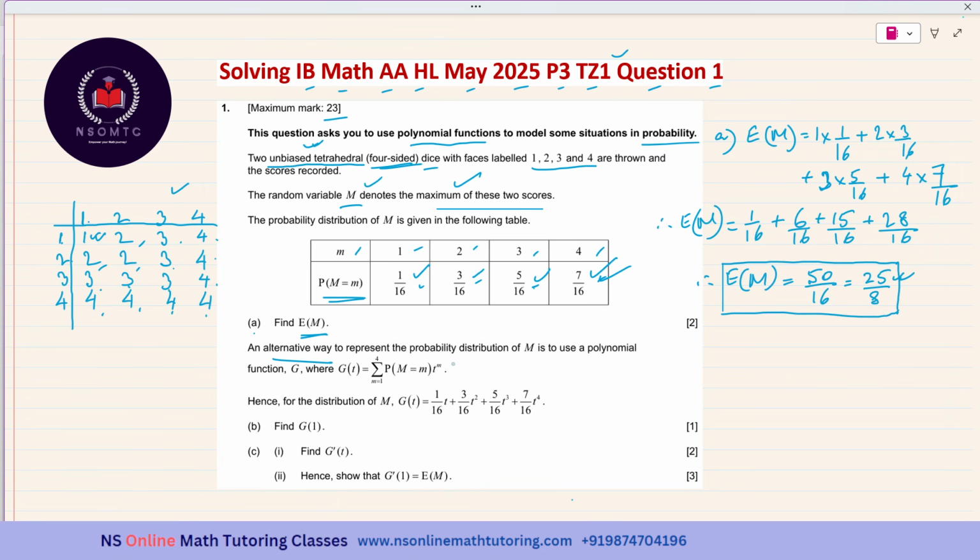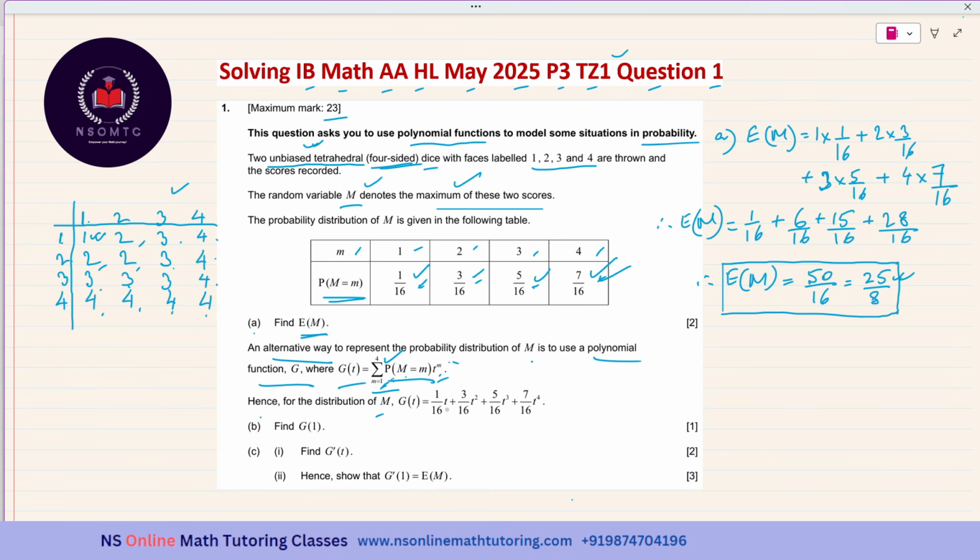An alternative way to represent the probability distribution of m is to use a polynomial function g, where g of t is the sum over m equal to 1 to 4 of p of m equal to m times t to the power of m. Hence, for the distribution of m, g of t equals: for m equal to 1, p of m equal to 1 is 1 over 16, so 1 over 16 times t to the power of 1.